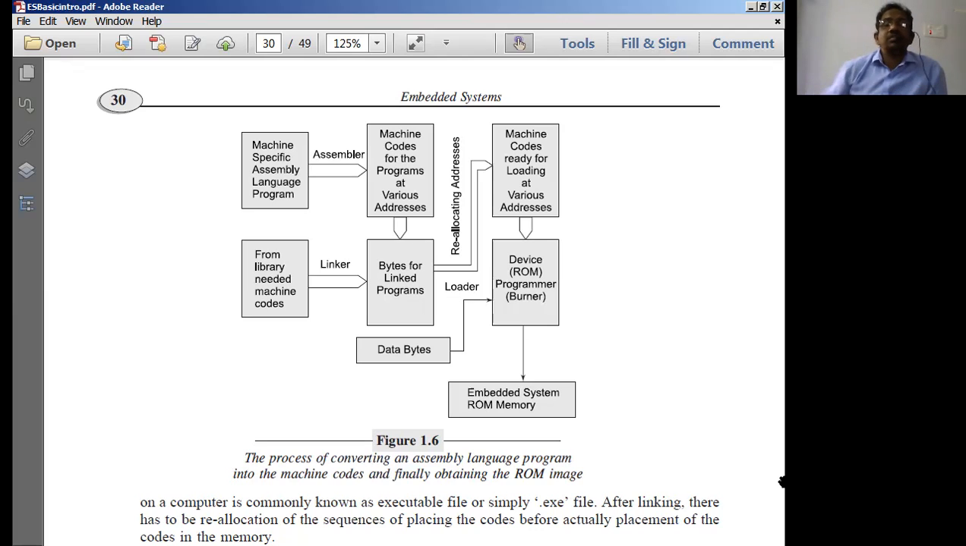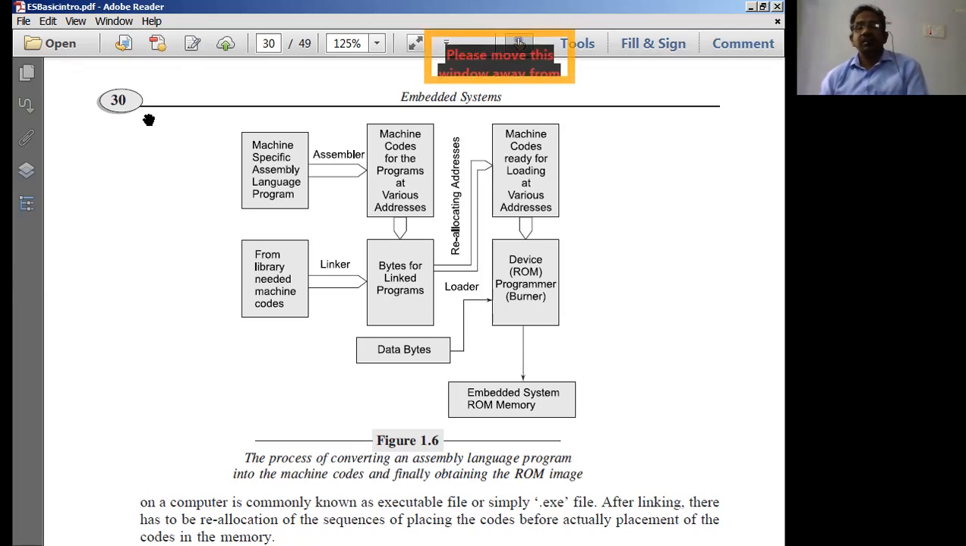And finally, once you dump this machine code into the ROM using the burner, we get the total embedded system, which contains software to perform a specific task. This is called the final embedded system. So these are the various basic concepts regarding embedded systems. Okay, so thank you very much for today's session.